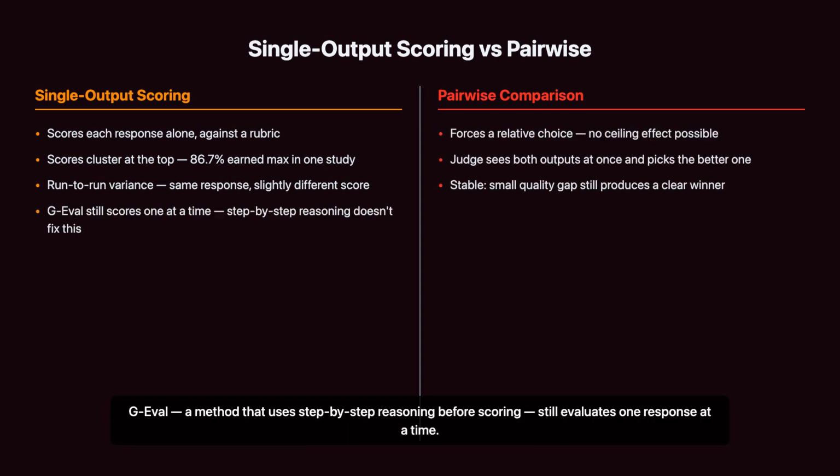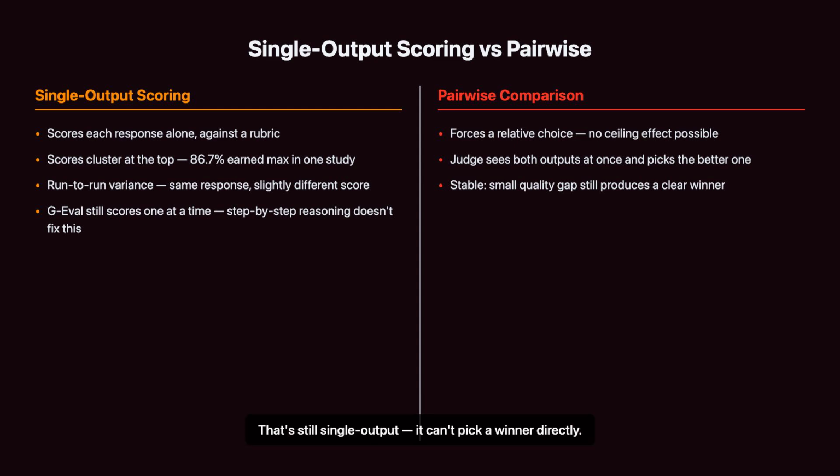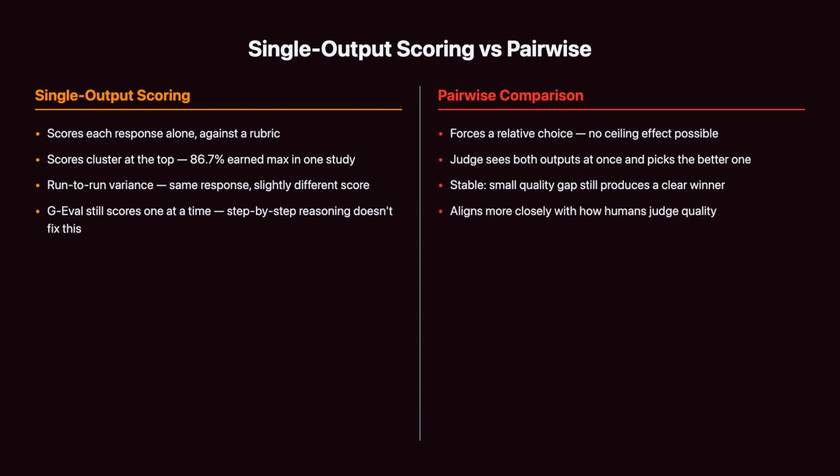GEval, a method that uses step-by-step reasoning before scoring, still evaluates one response at a time. That's still single output. It can't pick a winner directly. When template scores look tied, only pairwise can break the tie.